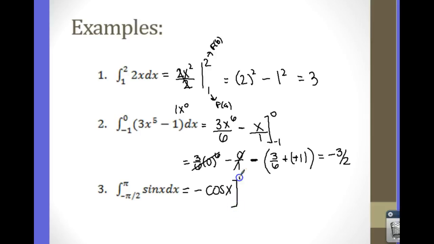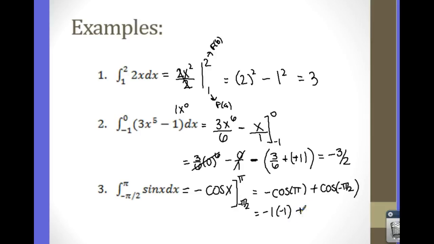And then we're evaluating from pi to negative pi/2. This is why we do so many quizzes with trig functions at values you should know. So negative cosine of pi minus a minus cosine, so it becomes a positive cosine of negative pi/2, because it was minus a minus. So cosine of pi, yep, so it'd be negative a negative 1. So you have positive 1.